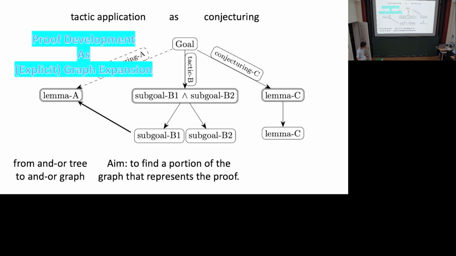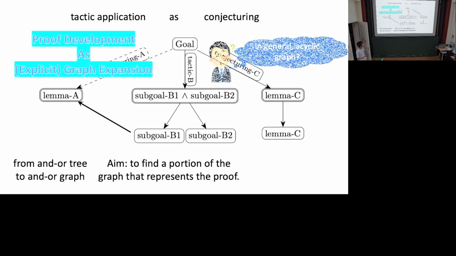And now the aim is to find a portion of the graph that represents the whole proof script. Question: Do you think this graph should be acyclic, or can it be a cyclic graph? Raise your hand if this can be acyclic. One. Raise your hand if this graph shouldn't be acyclic. Maybe you have to say a little bit more about the meaning of the arrows.